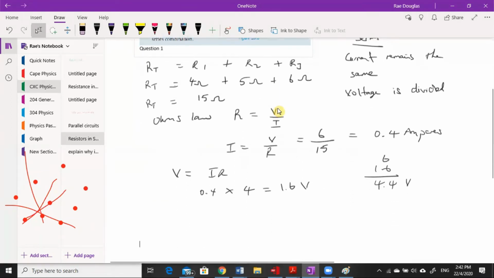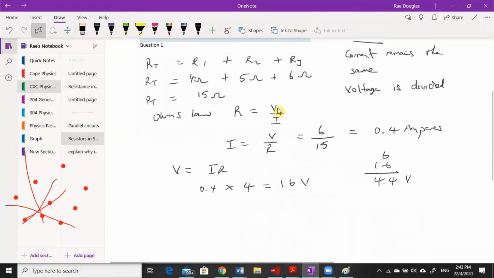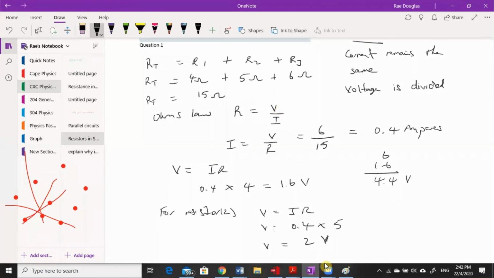Now we need to find out what is happening across the 5 ohm resistor, resistor 2. V is equal to IR. So in this case, it is 0.4 multiplied by 5. What is that? 2 volts.